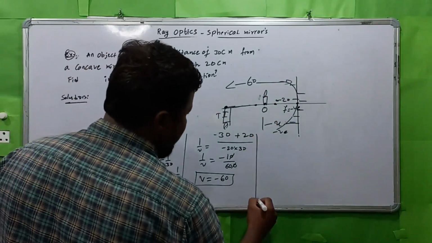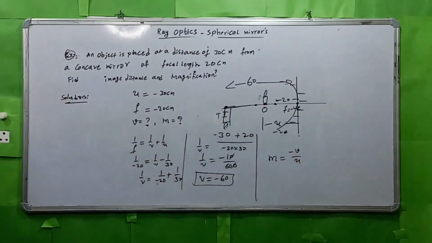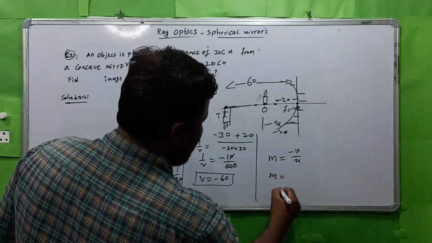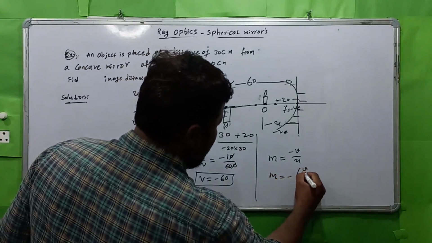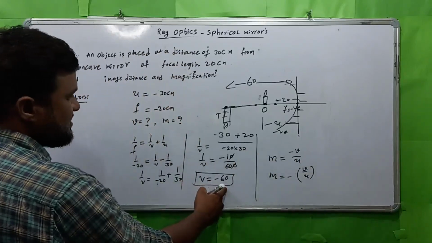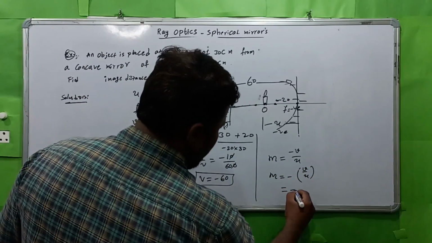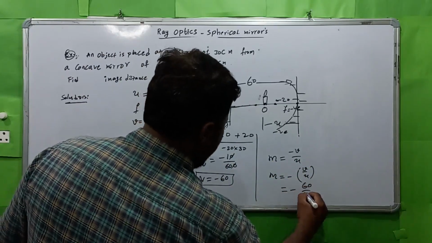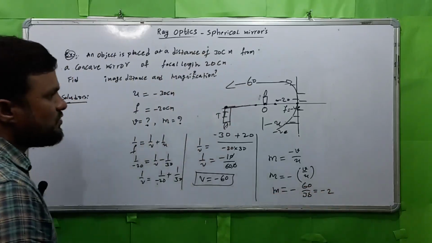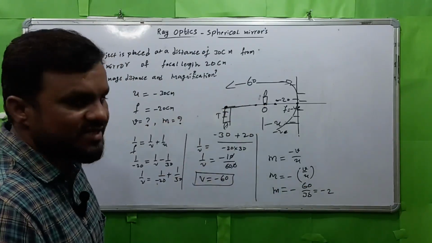Now we have to find magnification. M is equal to, we know the formula, V by U. Magnification M is equal to minus V by U. If you apply sign convention, V is minus 60, U is minus 30, minus minus get cancelled. Now 60 by 30, that equals minus 2 will come. So magnification is minus 2, means image size is double that of the object. That is the meaning.